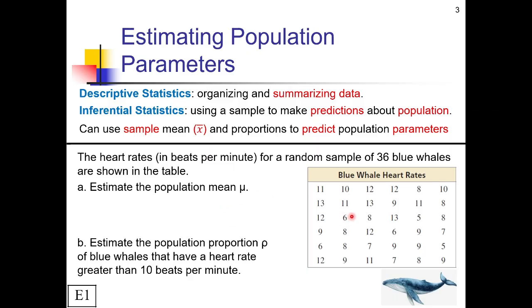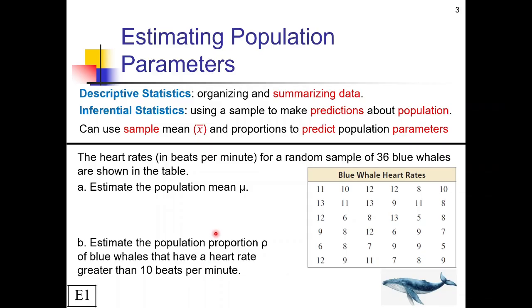So we got some blue whale heart rates here, 36 of them to be precise. We want to estimate the population mean for heart rates for blue whales using what we've got here. And then also we want to estimate the population proportion of blue whales that have a heart rate that's greater than 10 beats per minute. So with this concept in mind, pause the video and see if you can come up with those estimates.